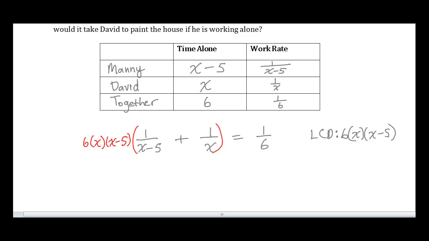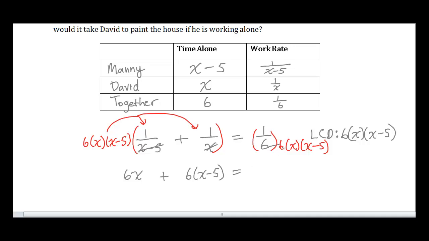Guess I didn't need this extra parentheses here, but it's fine. All right. Of course, on the left-hand side, we have to use our distributive property. And so we'll get, well, when I distribute, the x minus 5's cancel, and I have a 6x. When I distribute here, the x's cancel, so I'm going to be left with a 6 times x minus 5. And on my right-hand side, the 6's cancel, so I'm left with x times x minus 5.